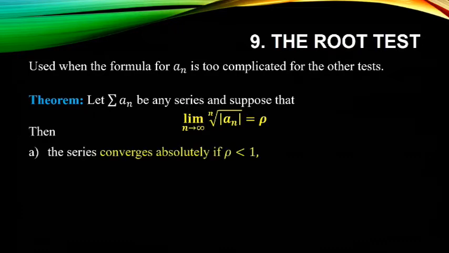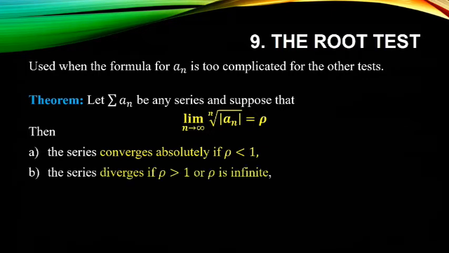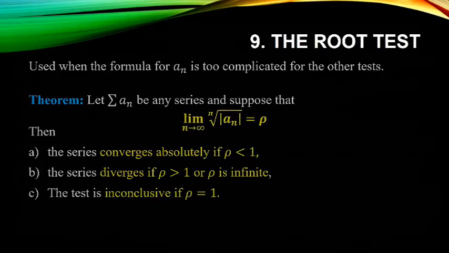Then letter A, the series converges absolutely if rho is less than 1, just like the ratio test. And B, the series diverges if rho is greater than 1 or it is infinite. And the test is inconclusive if rho is equal to 1. So the conditions are the same as the ratio test.